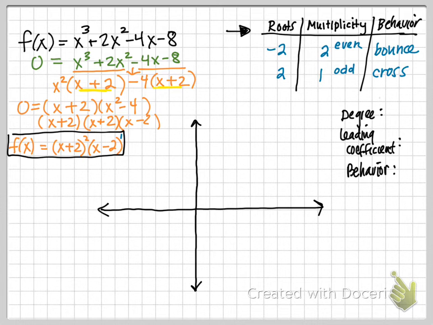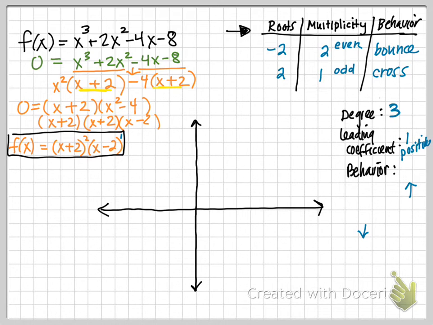Now let's take a look at the degree of the entire polynomial. The leading term is 1x to the third, so the degree is 3, because that is the highest exponent, and the leading coefficient was just a 1, and so that's a positive value. So since it is degree 3 and a positive leading coefficient, this is what your end behavior would look like. On the left side of the graph, it would be going down, and on the right side of the graph, it would be going up.